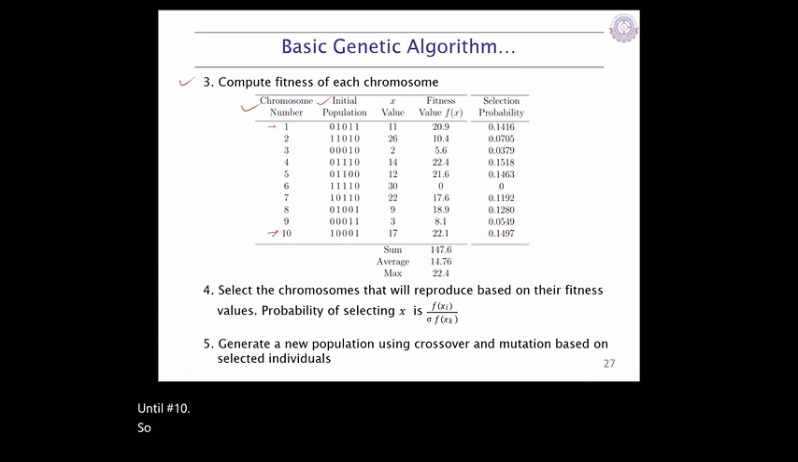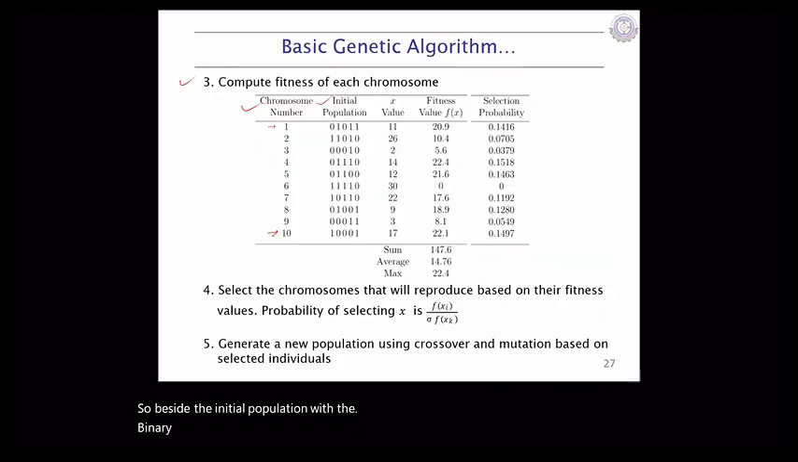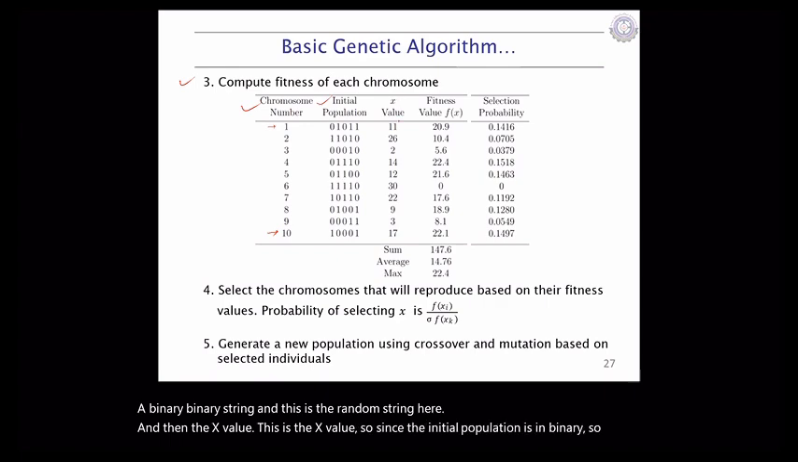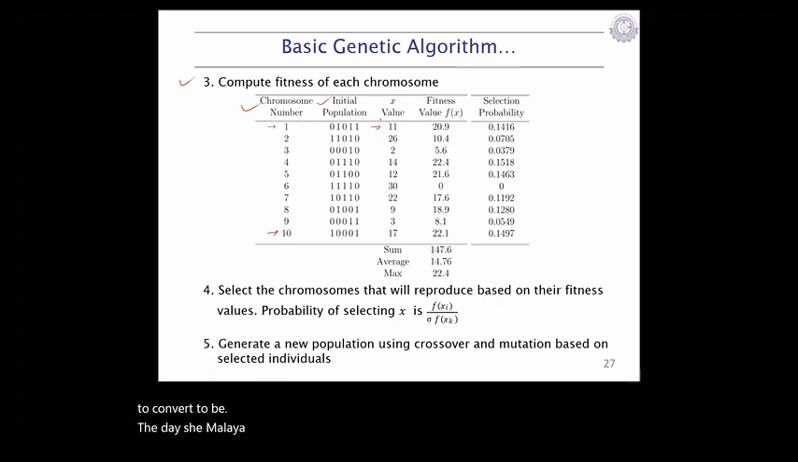So these are the initial population in binary strings, and this is the random string here. And then the X value. Since the initial population is in binary, we have to convert it to decimal for the value. If you remember the binary conversion, you should convert this one.